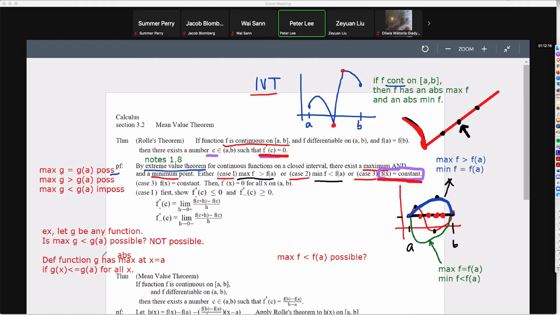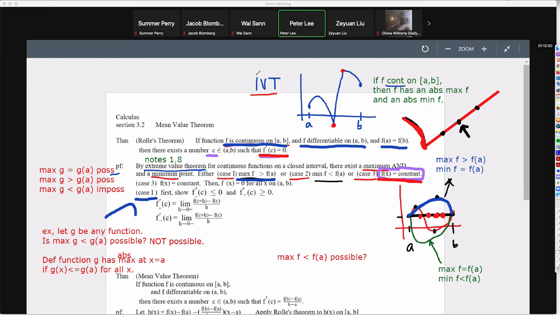So now this is the blue curve. Now we look at the blue curve here. What is the blue curve assumption? Now let's understand what the assumption is. For case 1, what is the assumption? The assumption is that max f is greater than f of a. And we have the function is continuous on the closed interval [a, b], and f is differentiable on the open interval (a, b), and we have f of a is equal to f of b. And then we have the case assumption that max f is greater than f of a.